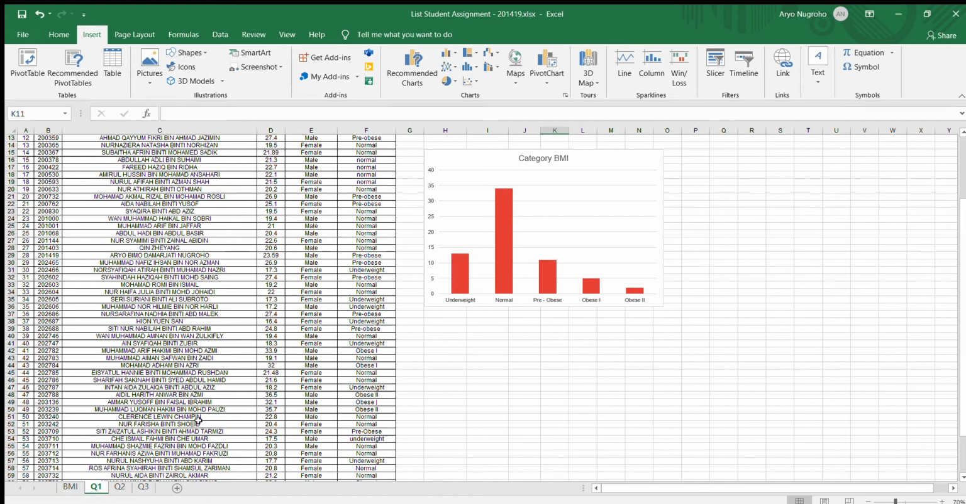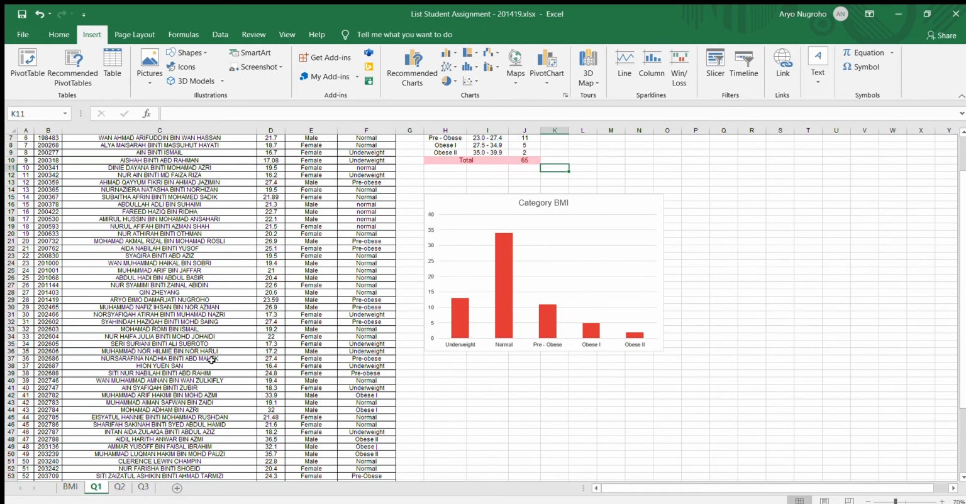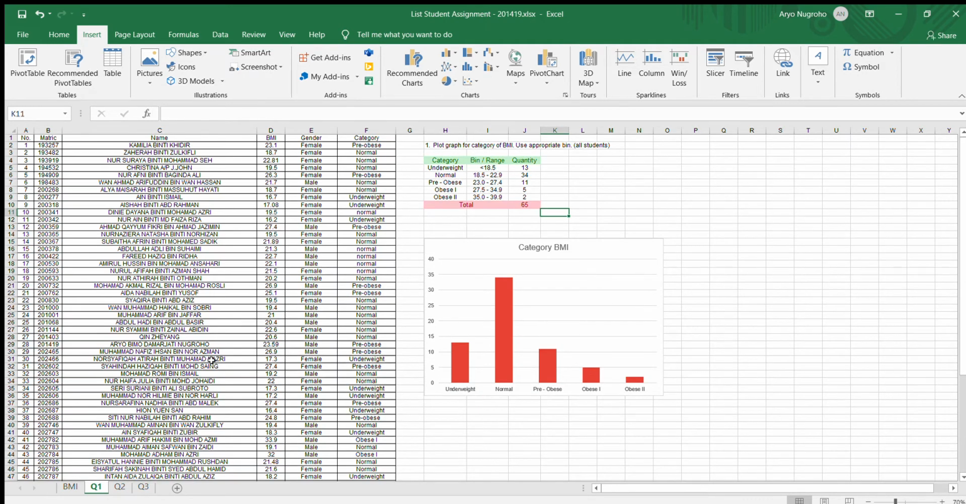The assignment consists of three questions, and we are going to see question number one. Question number one asks us to plot a graph for the category of BMI, using appropriate bins. The sample taken is actually the whole population of the data, which is 65 students.